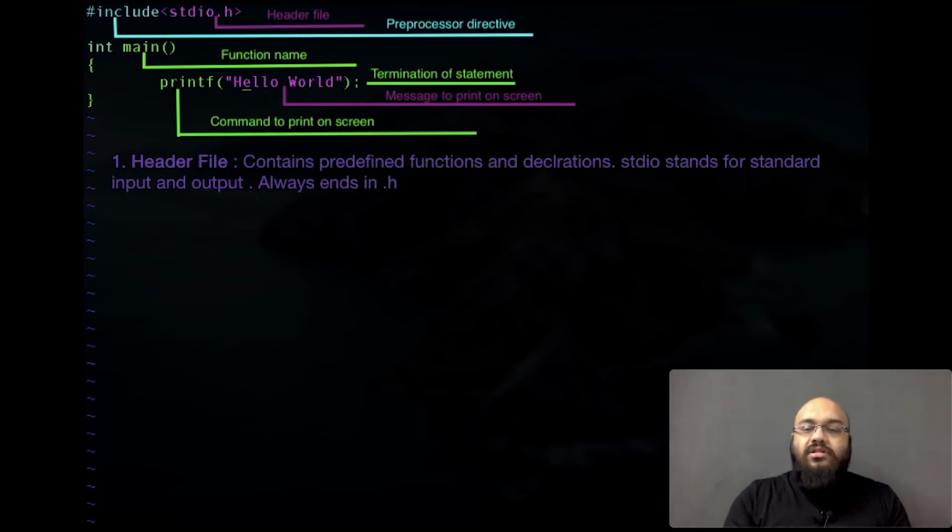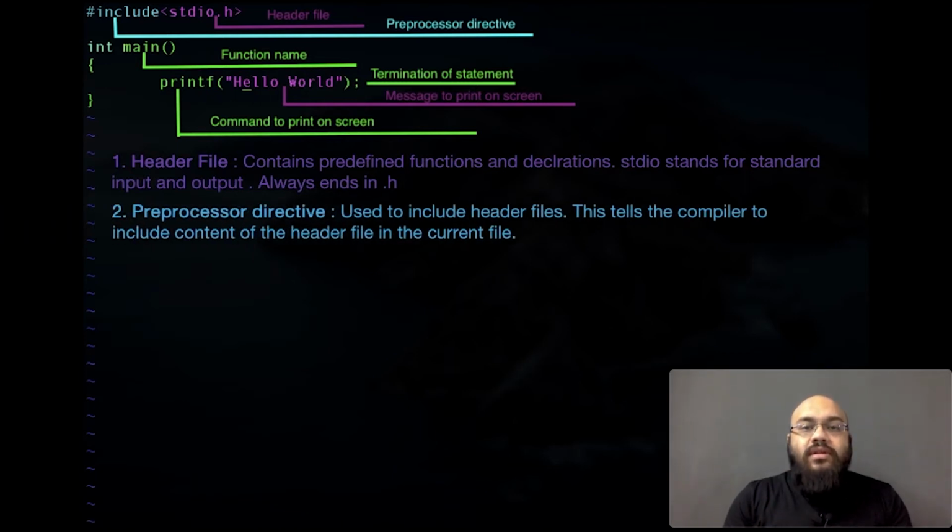Now, what is this hash include? Hash include is called a preprocessor directive. This is used to include header files. This tells the compiler to include the content of the header file in the current file. Actually, this preprocessor directive means that before we even start compiling the program, the content of stdio.h, whatever code is written over there, will be expanded and added to our current program as well.